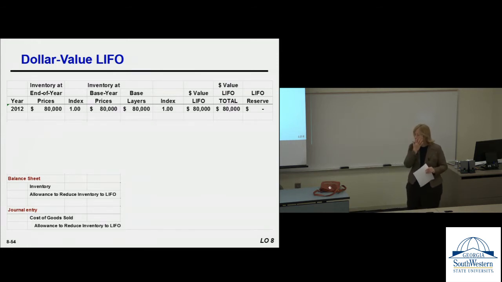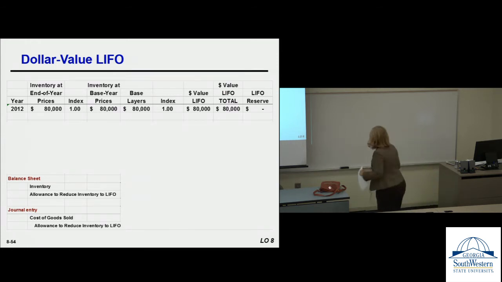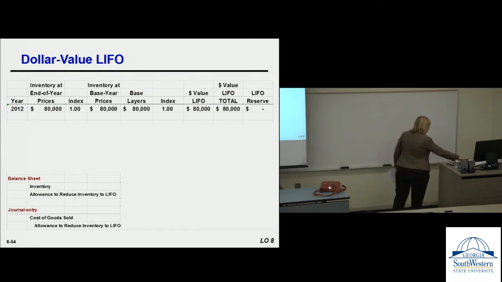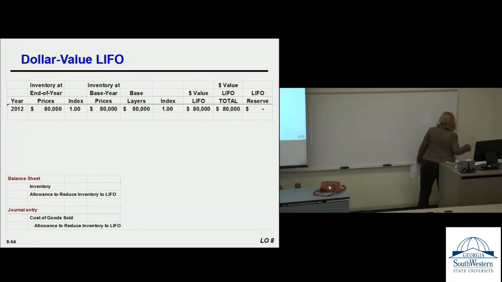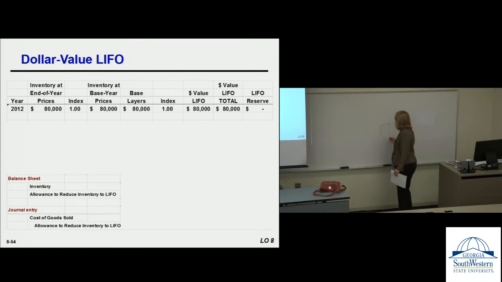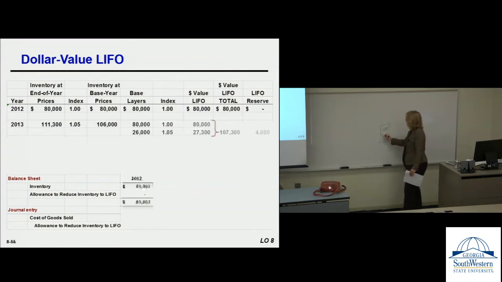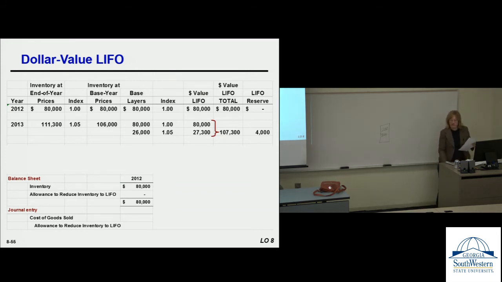So in the first year, that's going to be our base layer. So our 2012 layer is 80,000, right? Okay, so we're all clear on the first year, right? That's kind of a piece of cake. Now we go to the second year.